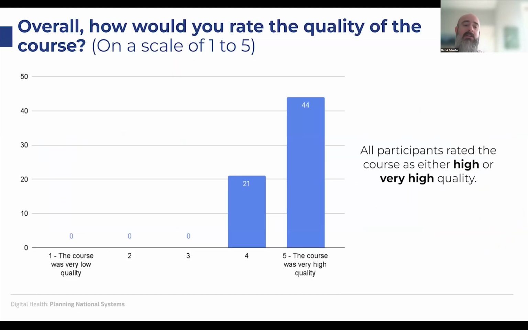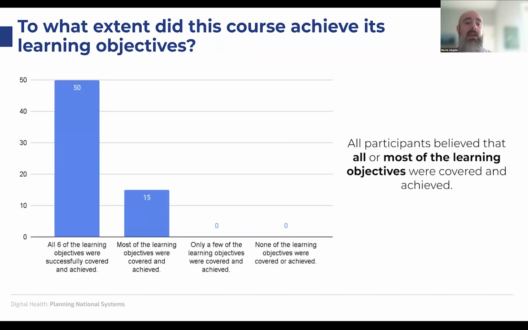Overall, from the participants, the majority said that the quality of the course was very high, and then the rest said it was one notch below high, so good. So high and very high was 100% of the participants who reported on this. And then, did the course achieve its learning objectives? 50 of the members said that it achieved its learning objectives, and 15 said that most of the objectives were covered.